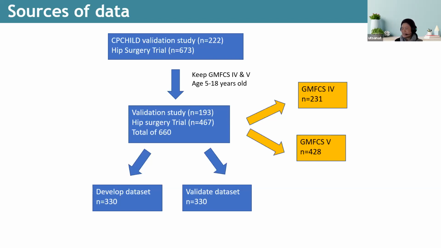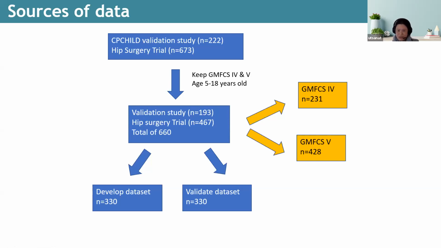And then as a scientific researcher, we would like to get the development data set, and we want to validate with another data set. What I did is I split each of the two data sets equally into a development data set and a validation data set, making sure that I have equal representation of the original two source studies. And not just that, I also looked at the data sets that contain only GMFCS level 4 and those having only level 5 as well.